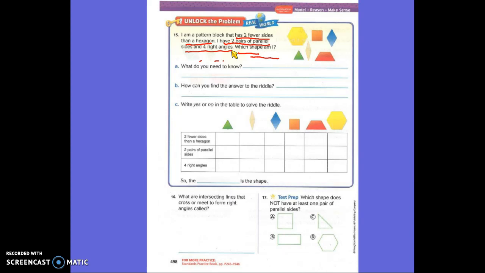And then how can you find the answer to the riddle? I can make a table to help me find the answer. So that's what I'm going to have you write. I can make a table to help me find the answer.